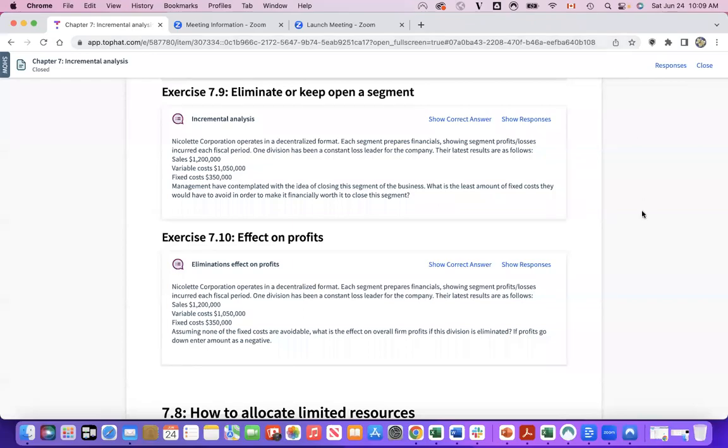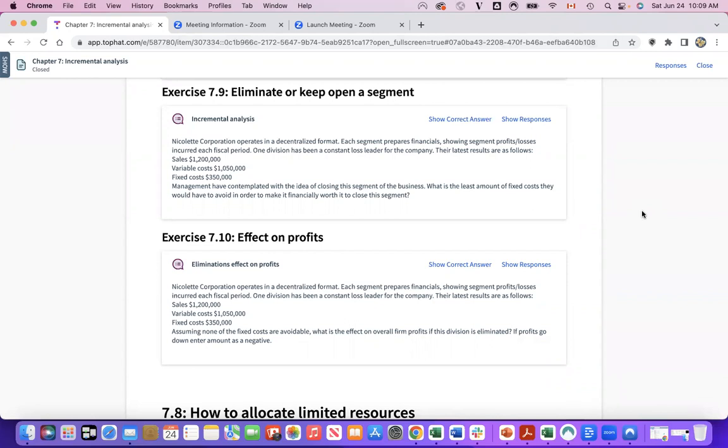All right, we're going to look at exercises 7-9 and 7-10, and this is dealing with the issue of whether we should eliminate an operating segment or keep it open. So the question stem states, Nicolette Corporation operates in a decentralized format. Each segment prepares financials showing segment profits and losses incurred each fiscal period.